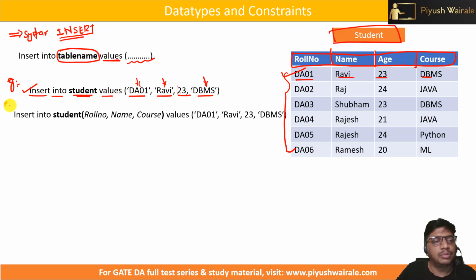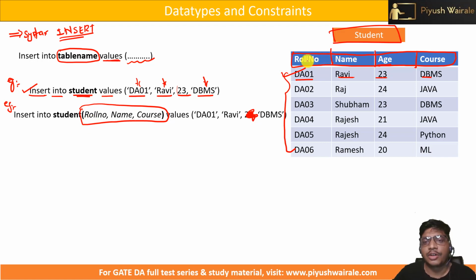But there is one more way in which we can insert a record. For example, I don't have any information about the age of a particular student, right? So if I want to add such a record, where 23 would not be there, then what I can say is insert into student, then we have to specify the column names here, for which columns we are inserting a particular record.